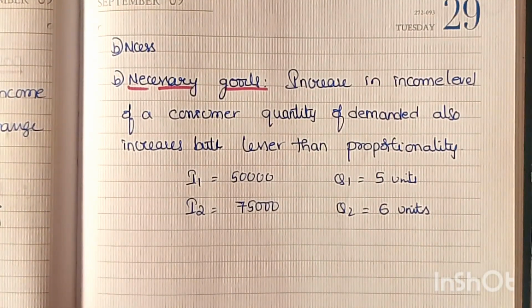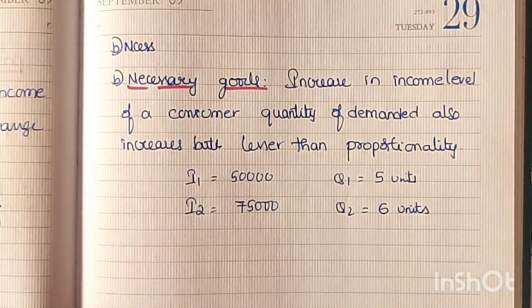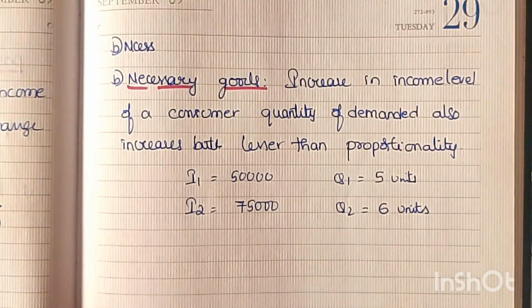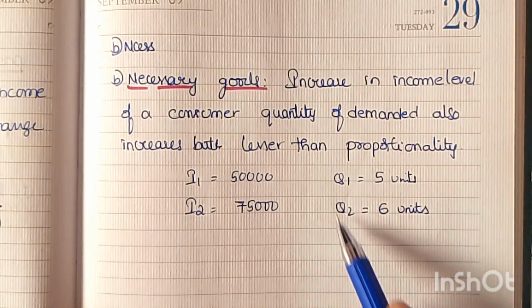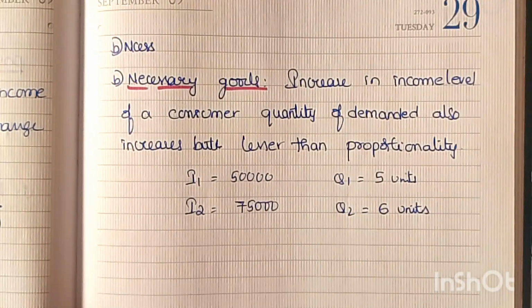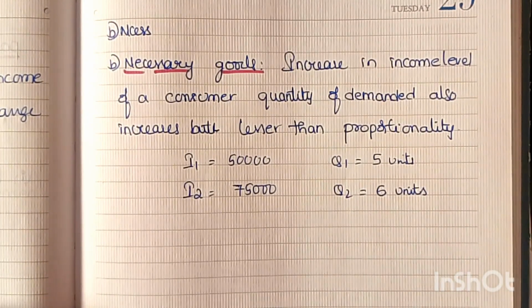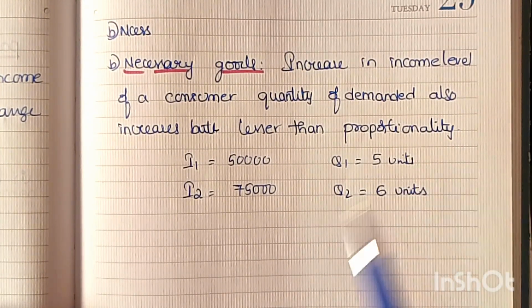Necessary goods are, for example, rice, wheat, vegetables, fruits. So these are necessities. Even if the income level of a consumer is increased, constant or decreased, the change in quantity demanded for necessary goods is very, very small, because these are necessities, the basic requirements of ourselves.